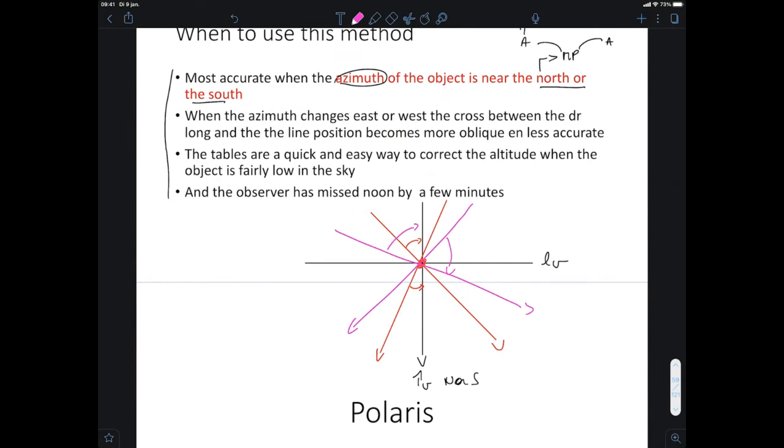We talked about this when we talked about errors in the intercept method. And so that is what this is based on. That is why there are limiting values for this method.